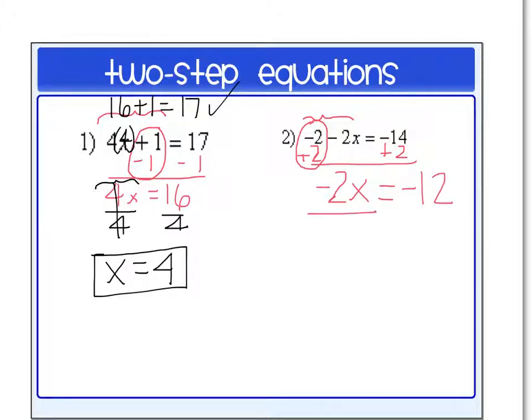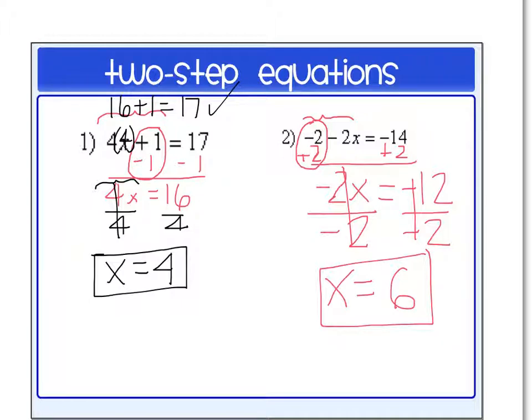I'm going to divide both sides by negative 2 because the negative 2 is connected to the x by multiplication, and in order to undo multiplication we have to divide. Negative 2 divided by negative 2 is 1x equals, a negative and a negative is a positive, and 12 divided by 2 is 6.